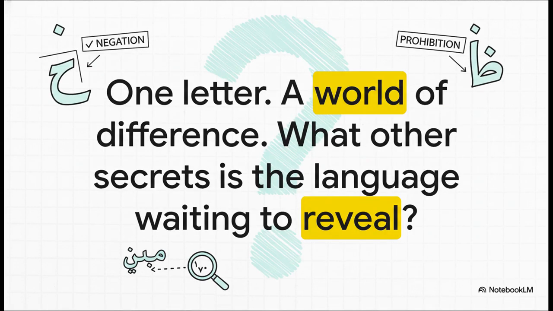One letter, one tiny change to a verb, but a world of difference in meaning. It's a perfect example of how, in Arabic, sometimes the smallest, most subtle details are the keys that unlock a much deeper understanding. It makes you wonder, right? What other secrets is the language just waiting to reveal?